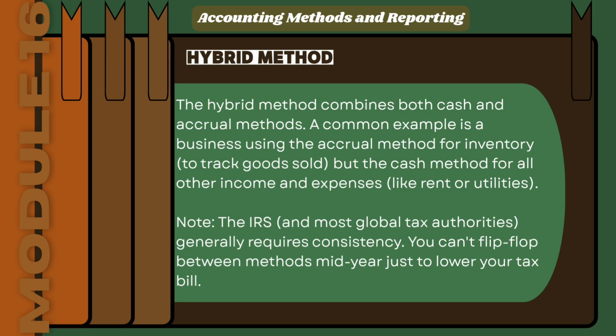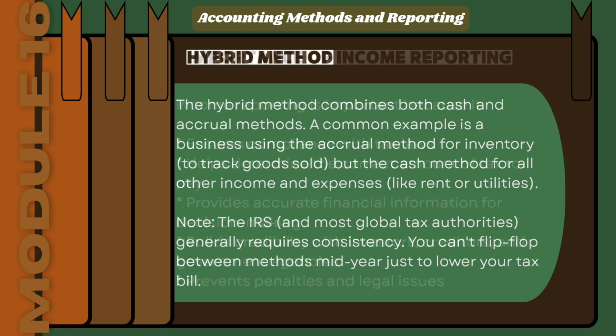3. Hybrid method. The hybrid method combines both cash and accrual methods. A common example is a business using the accrual method for inventory to track goods sold, but the cash method for all other income and expenses like rent or utilities. Note: the IRS and most global tax authorities generally require consistency. You can't flip-flop between methods mid-year just to lower your tax bill.